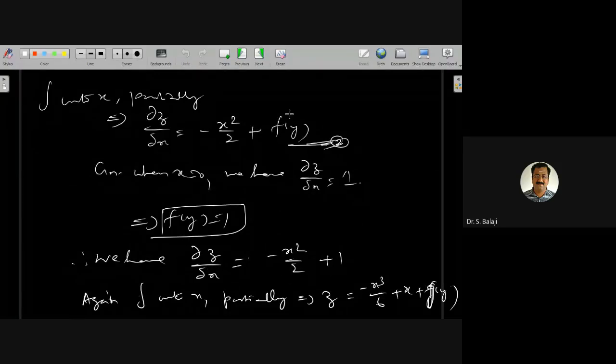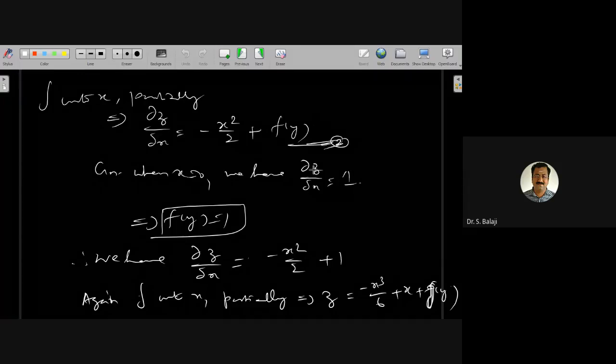But in order to get an arbitrary function instead of an arbitrary constant, we are going to use an arbitrary function because of partial integration. First one is f of y, second one is g of y. To identify f of y, you can use this one. For g of y, you can use some other condition. In that manner, we can get that.